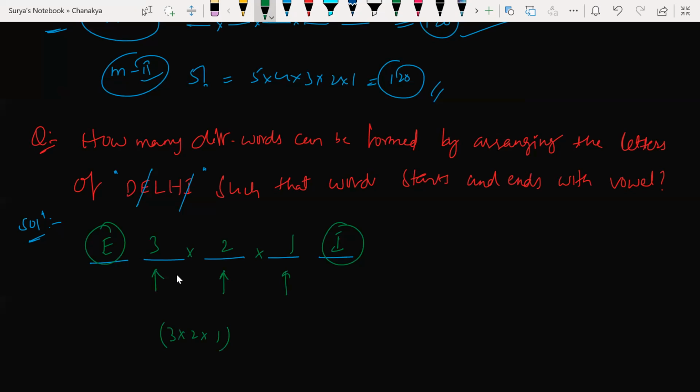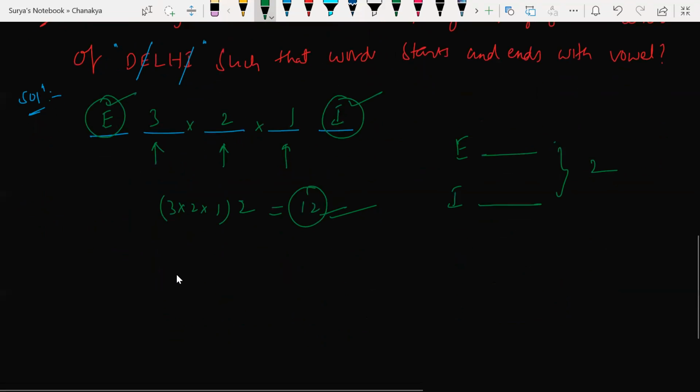That gives 6 ways. But it can be EI, it can start with E or it can start with I. Two possible ways. So we multiply by 2, and 2 comes as the answer. Done. Do you understand? It can either start with E or start with I, so two possibilities. So the total number is 6 into 2, 12 as the answer.